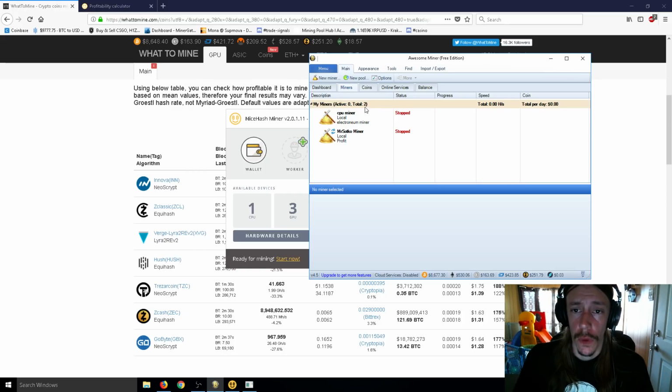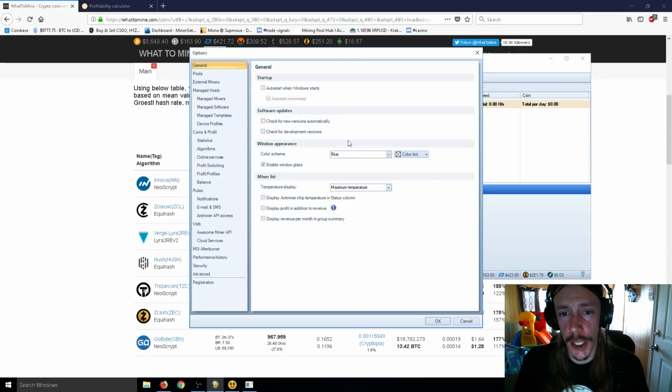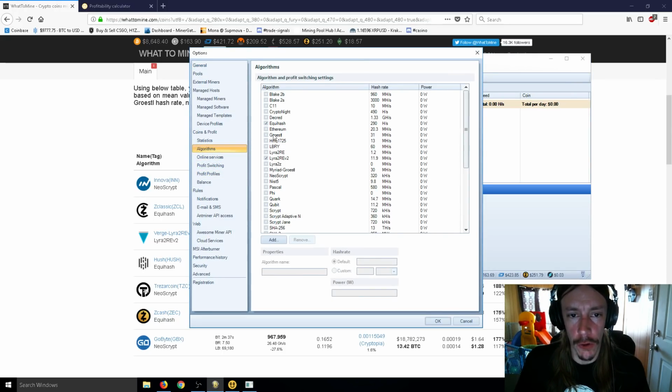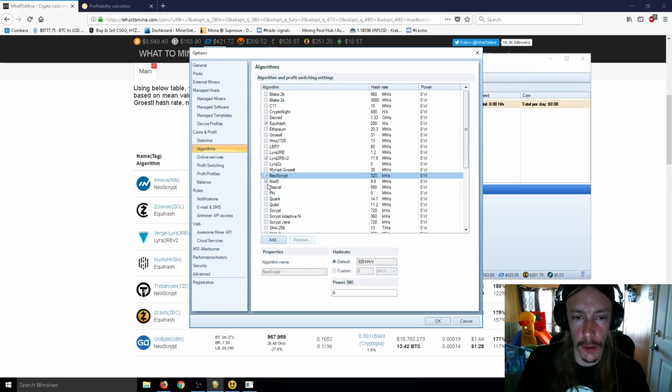So one thing you can do here is when you click on options and you add algorithms. Right now I only have Equihash and Lyra 2, and that's what I'm going to get at in just a moment here. But just for fun, we'll select a couple more: NIST 5, Lyra 2, Equihash.